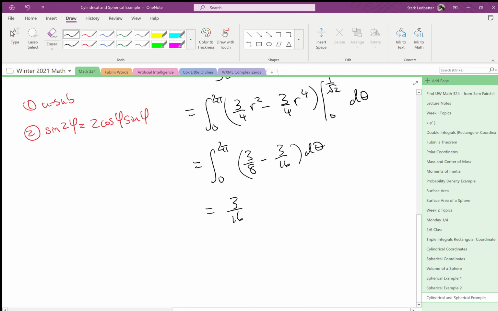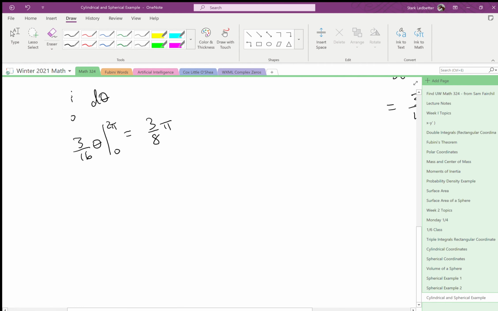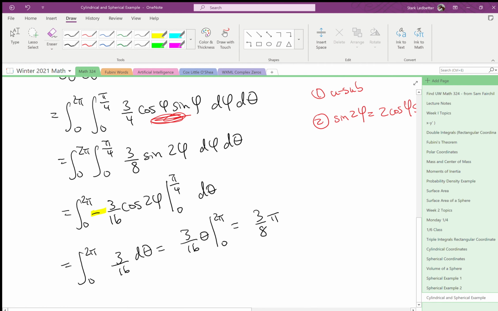And then integrating with respect to theta gives us theta, 0 to 2 pi. Maybe I can write it better. And then I get 3/16 times 2 pi, which is 3/8 pi. Okay, so same answer as the other spherical, so that's good.